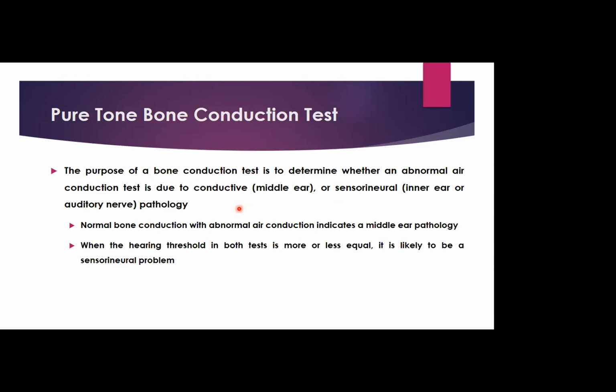So the purpose of doing bone conduction audiometry is to determine if there is an abnormal air conduction test. There is a difference between the air conduction threshold and the bone conduction thresholds. So this helps us in determining whether it is due to conductive mechanism pathology, or the middle ear pathology, or the sensory neural, that is inner ear, or the auditory nerve pathology. So the normal bone conduction with abnormal air conduction indicates a middle ear pathology, while when the hearing threshold at both air conduction and bone conduction are more or less equal, then it is likely to be a sensory neural pathology.